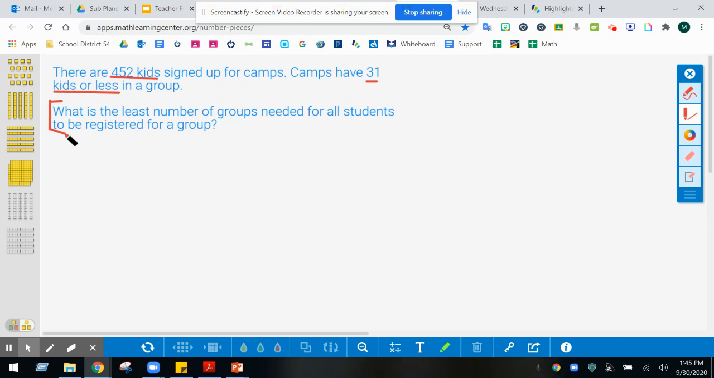So let's see. I know I'm going to have to divide the kids up. So let's start with that. So I wrote 452 divided by 31. First, I'll think, how many times can 31 go into the 4? And I know it's not going to work. So I'm going to go over to the hundreds place. And I know that 31 can go into 45 one time. So I'll do 45 minus 31.